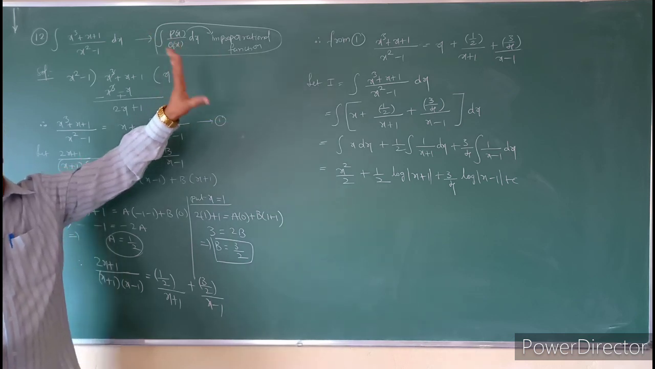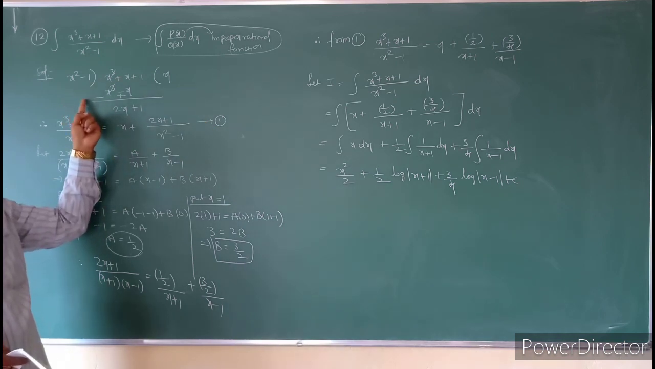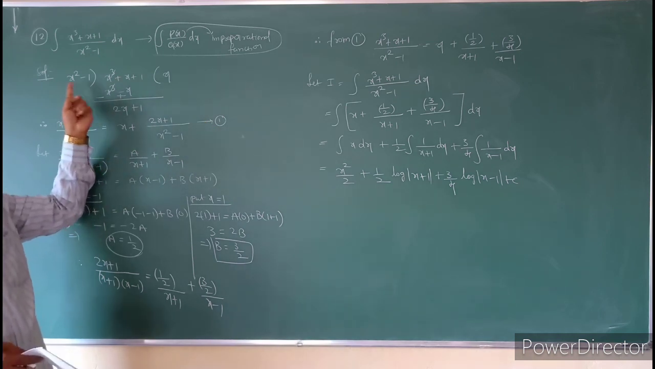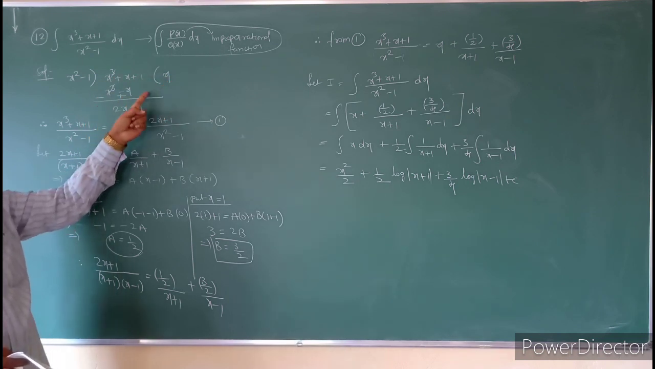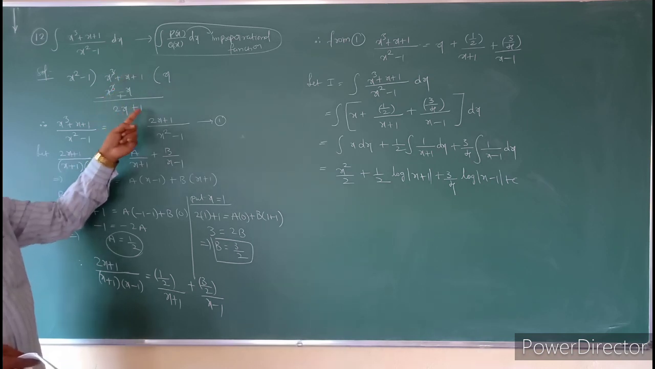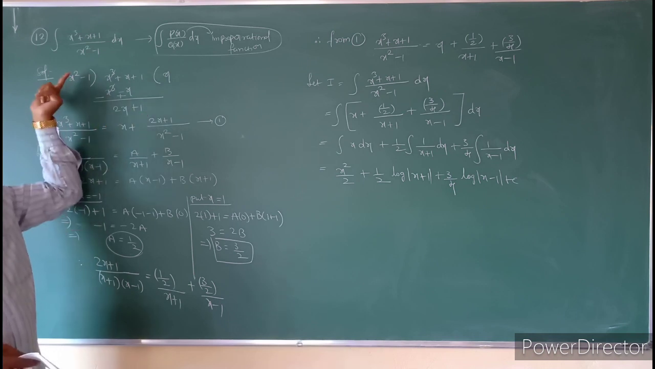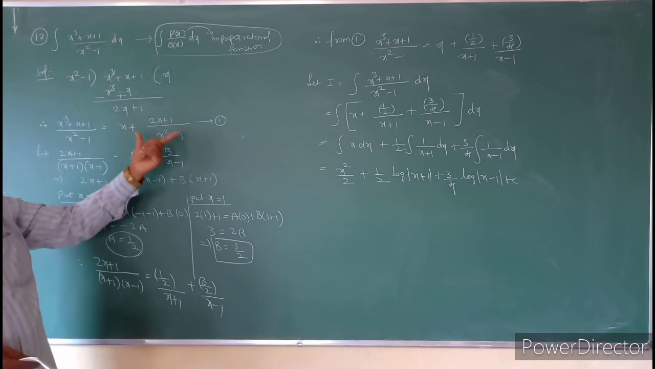So for an improper rational function, what do we have to do? Divide the numerator by the denominator. So x square and x cube, just multiply with x, it will become x cube minus x. So x cube will be cancelled, and automatically we get 2x plus 1. The degree of this value is 1 but the degree of the denominator is 2, so that means this is proper, not improper.